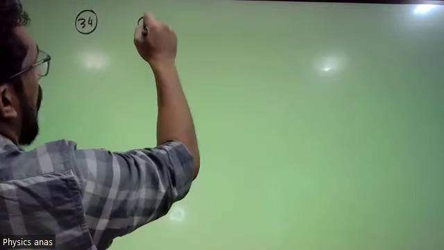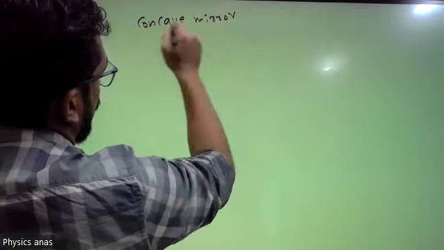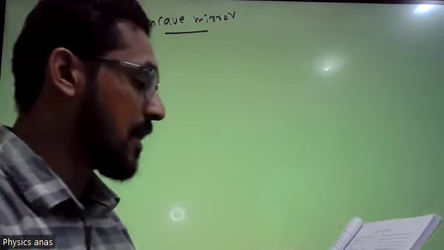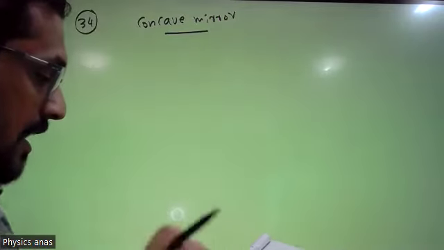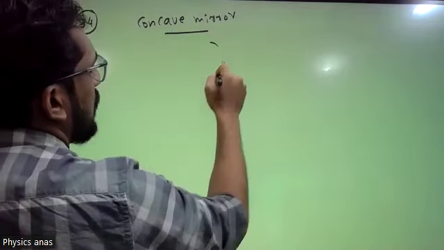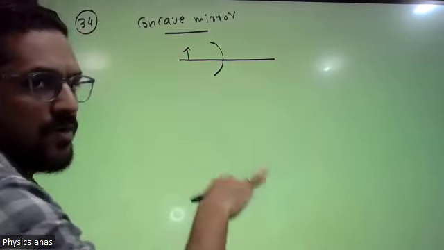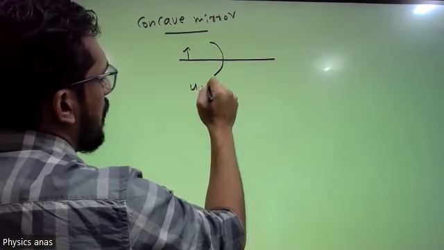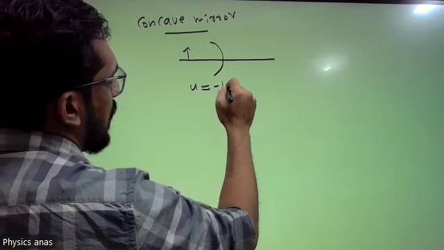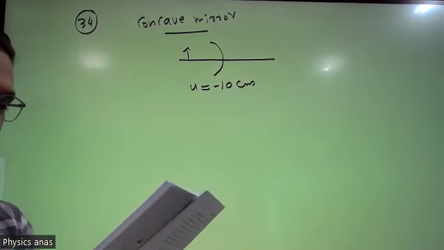Just look here. This is question number 34. They are asking about a concave mirror, image formation, and the object is placed at a distance of 10 centimeters. Just roughly draw a concave figure. An object is placed 10 centimeters in front of the mirror, so you will have a value of minus 10 centimeter.